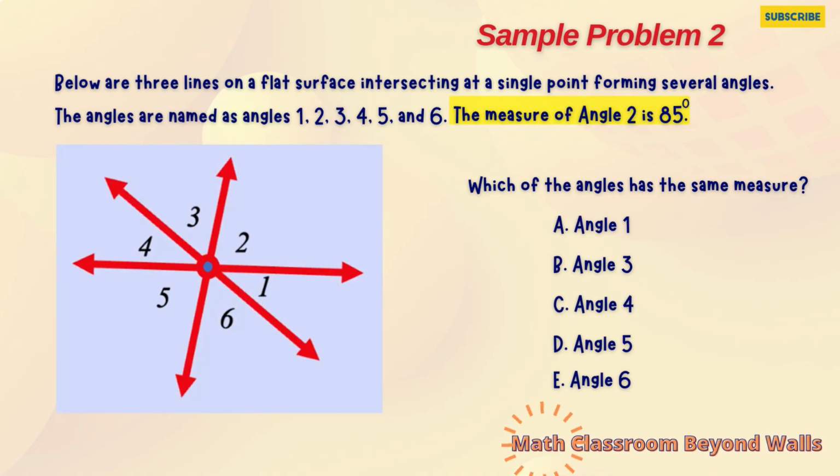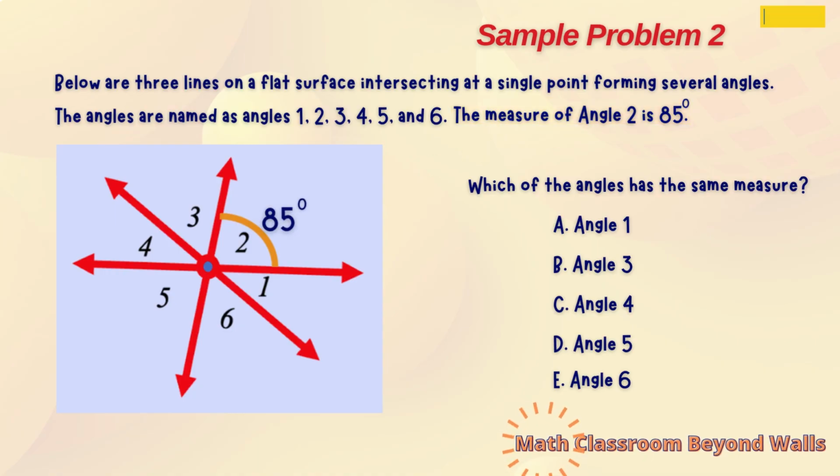So we're given here a figure and we are to find the angle whose measure is the same as that of angle 2, which is 85 degrees. Looking at the figure, we see that angle 2 is the angle formed by these two intersecting lines. Though there are three intersecting lines here, we have to focus on these two, for these are the lines forming angle 2. Can you follow, learners?